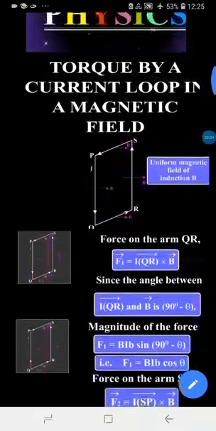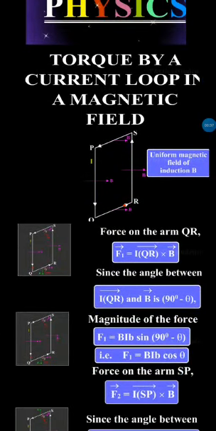Now force on the arm QR. The angle between I vector QR and B is 90 minus theta. Now therefore the magnitude of the force F1 is BIB sine (90 minus theta), or BIB cos theta.